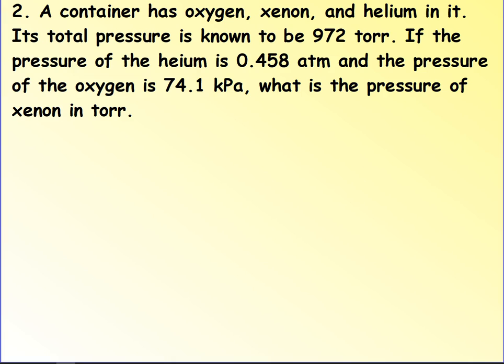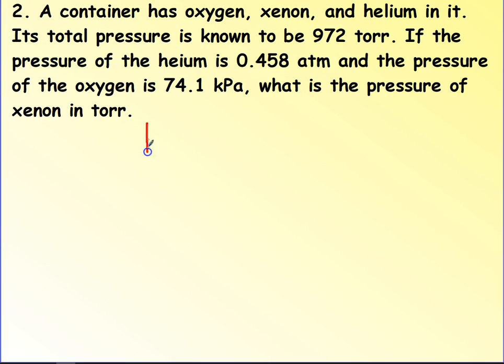Okay, you can run into a problem where they're actually different units. So here I have torr, atm, and kPa. So a container has oxygen, xenon, and helium. The total pressure, again, total pressure, that's when I know I'm using that equation, is 972 torr, helium is 0.458 atm, oxygen is 74.1 kPa. What is the pressure of xenon?